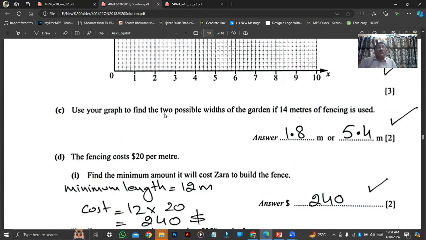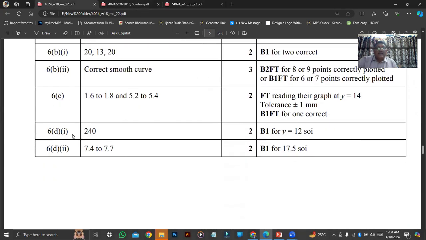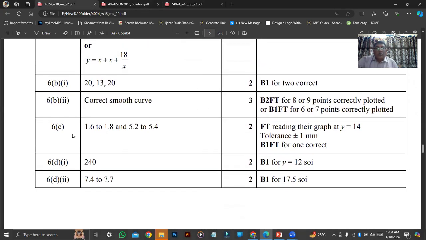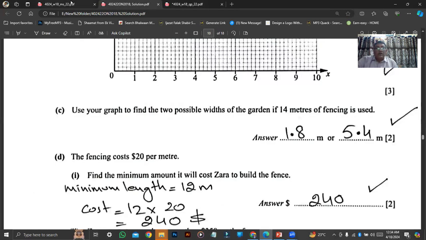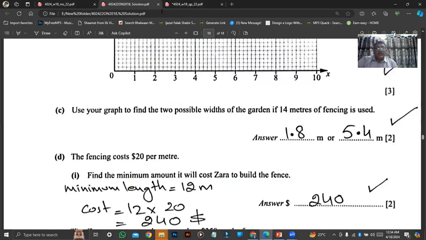Use your graph to find two possible widths. Width is x, so the x values are 1.8 and 5.4 when the length of the fencing is 14. Length of the fencing is on the y-axis, okay? Hopefully you understand this, so our answers are almost right.